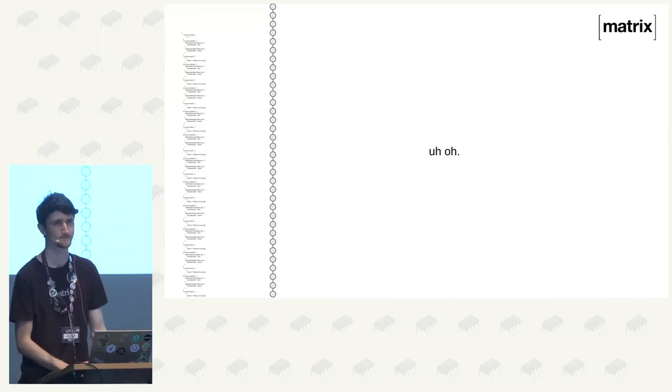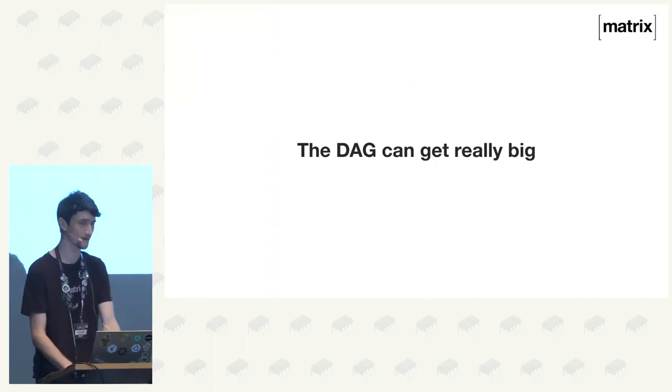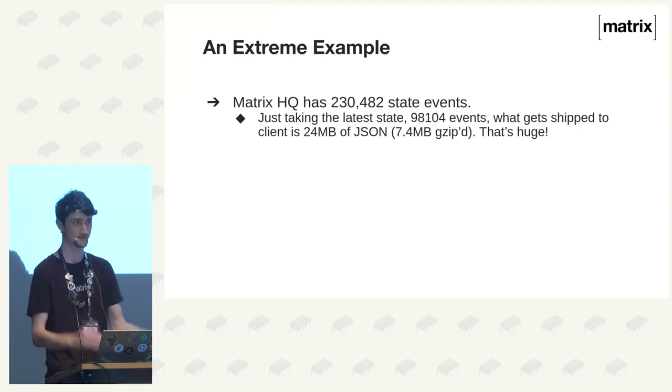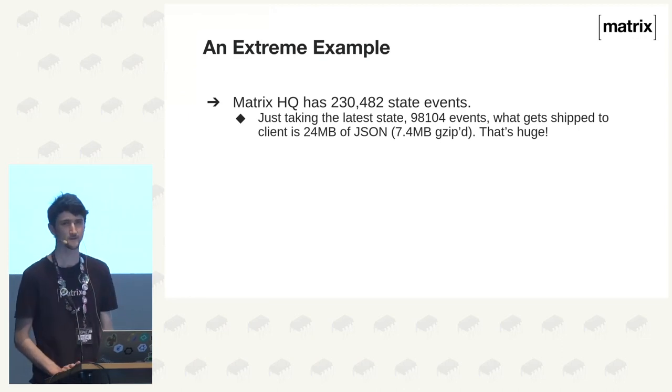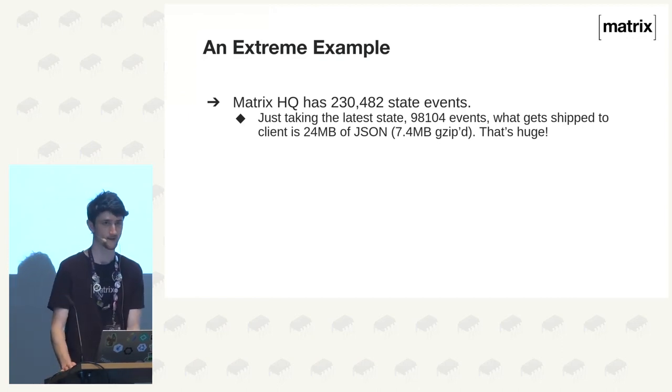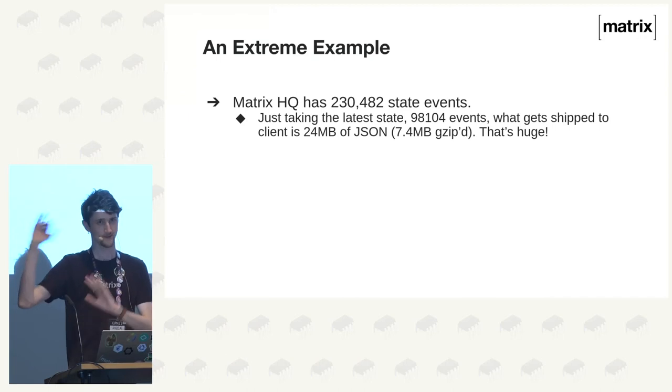So now we have a problem. These graphs can get really long. For example, Matrix HQ, or headquarters, which is one of the largest rooms on Matrix, currently has about 230,000 state events in it. And that's all the historical and current state events.